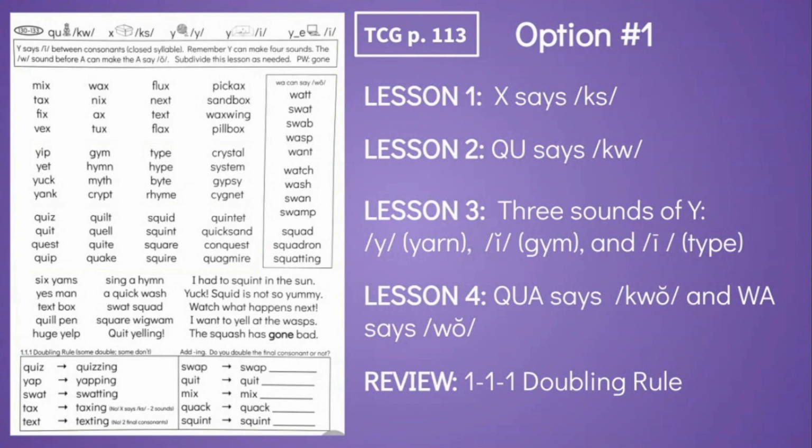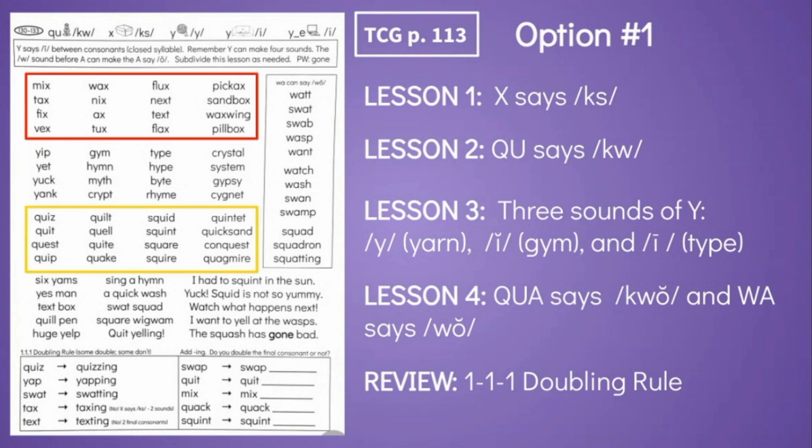Option 1 involves dividing the page into 5 separate lessons. You may choose this option for those students who really struggle with learning and applying new sounds to read words. Lesson 1, X says X, is in the red section. Lesson 2, QU says Qu, is in the yellow section. Lesson 3, 3 sounds of Y, Y yarn, Y, Y gym, I, and Y consonant E type I is in the green section.